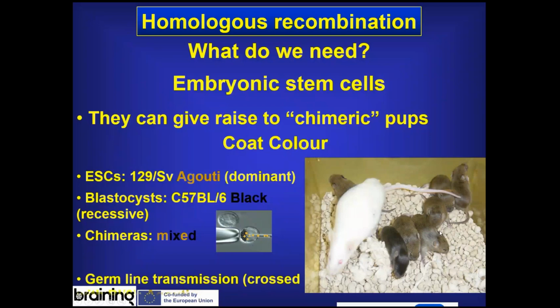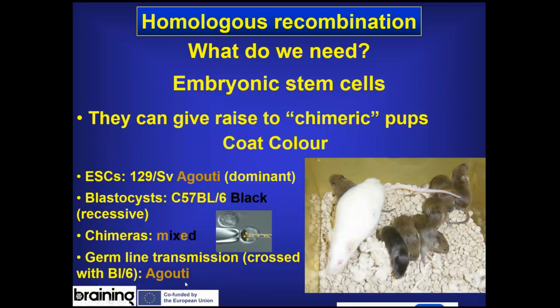If you take one of these individuals and cross it with black 6, which are recessive, and the progeny is agouti, it means that the gametes were generated by the embryonic stem cells that you injected, and not by the ones that were residing in the blastocyst. And this will mean that you got what you hoped for, the germline transmission. And I want to come back to this point, why I said luck, because this normally happens in 1% of the cases when you want to generate a knockout.